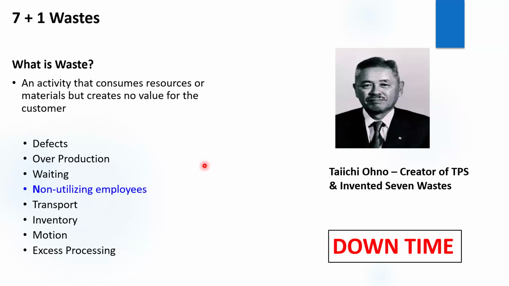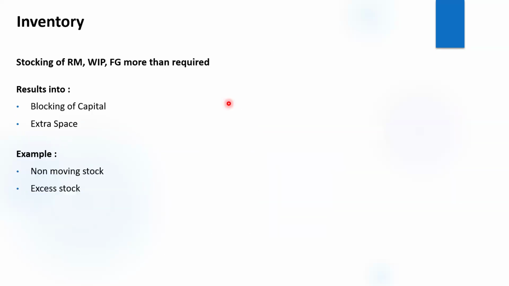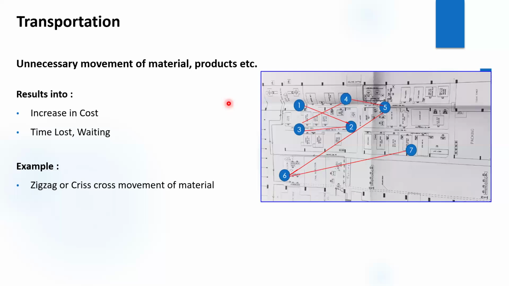Now, let's see one of the layouts. I will explain this waste with one example, and then we will proceed. So transportation is unnecessary movement of material, products, etc. That results in increased cost, time lost, and waiting. The example is zigzag or crisscross movement of the material.